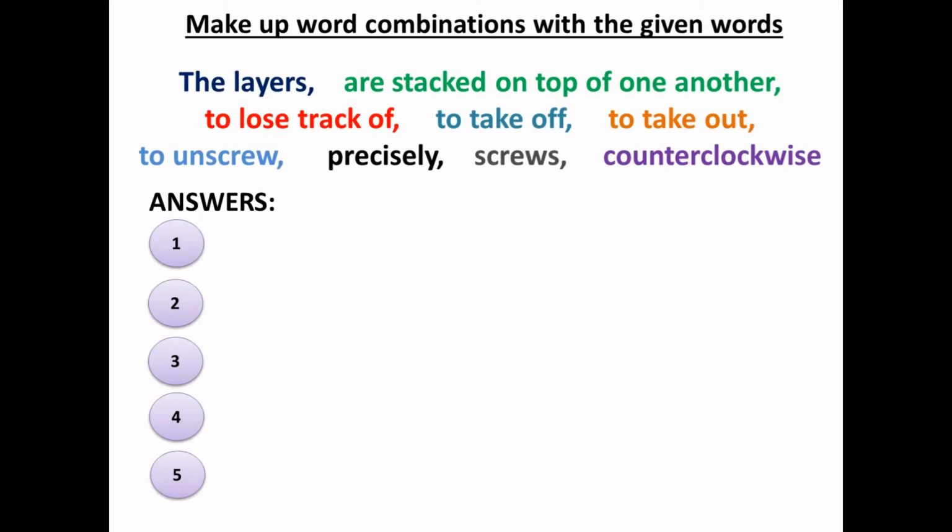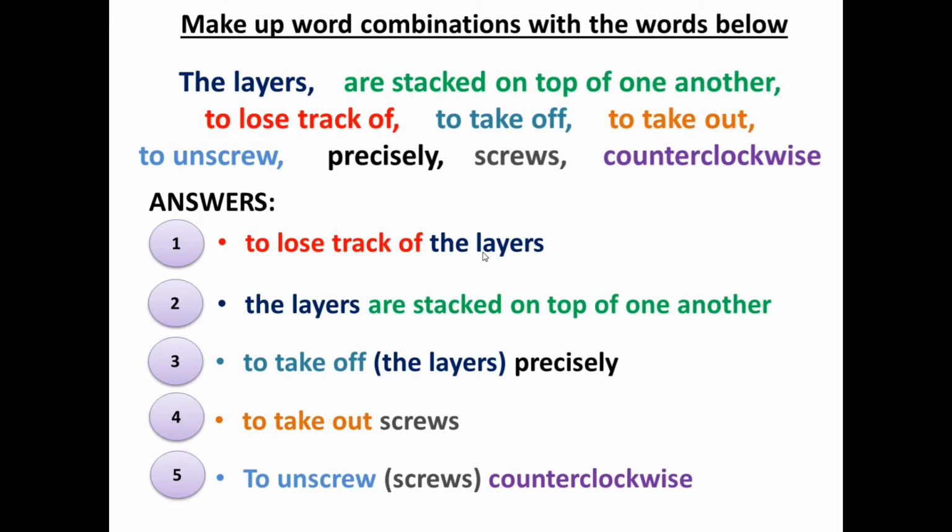The time's over. Let's check what word combinations you've got. The first one is to lose track of the players. Do you have the same word combination? Great. The second is the layers are stacked on top of one another. The third, to take off the layers precisely. The fourth, to take out screws. The fifth, to unscrew screws counterclockwise. Maybe you have other word combinations? That's great. You should write your word combinations in your copybooks.